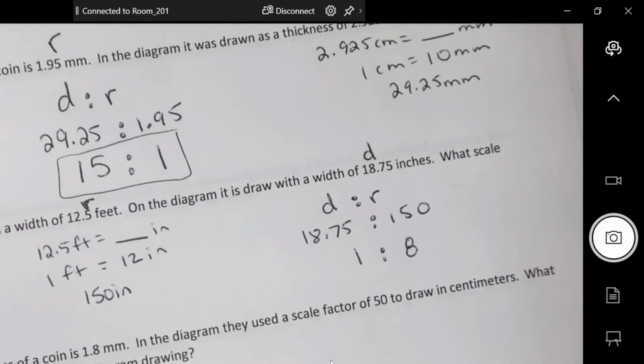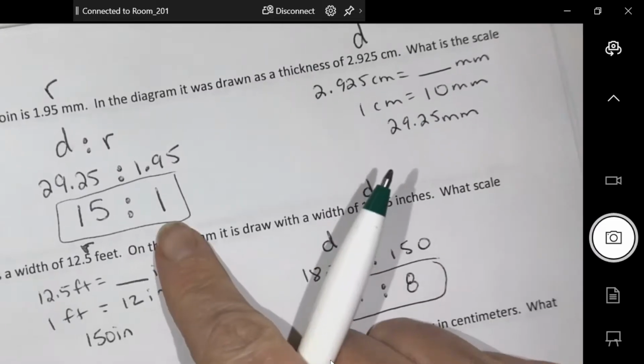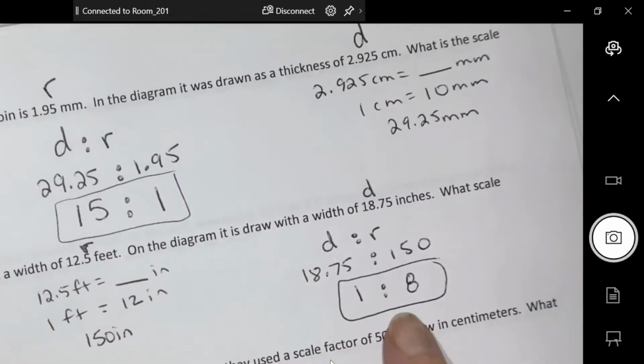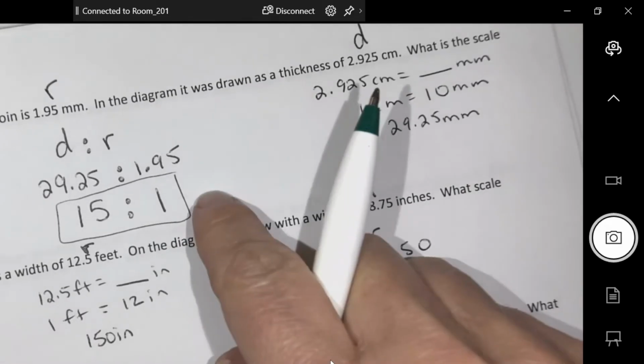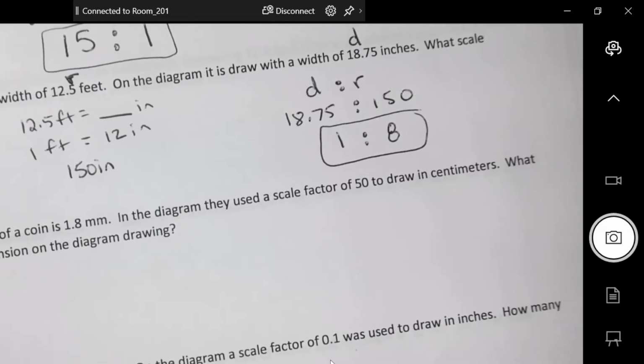Do you notice in the first one, my real life object is 15 times smaller. And in this, the real life object is 8 times bigger than the paper. Makes sense? Because it's a bedroom. The other one was a coin, right? So obviously use your real life thinking.